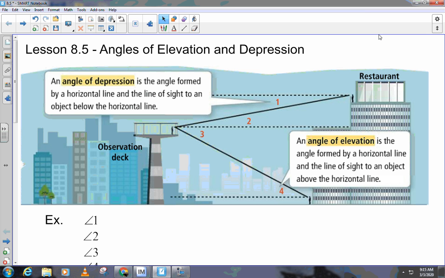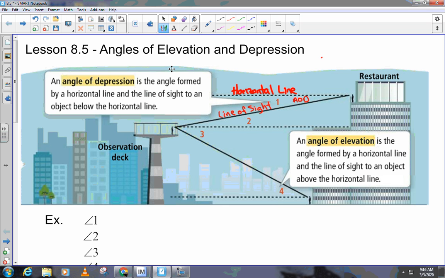If he were to look straight across, this would be his horizontal line of sight. Okay, that would be his horizontal line of sight. If he were to look down at this person on the observation deck, this is his new line of sight. So you've got a horizontal line of sight. He looks down, and that's a new line of sight. The angle that's made as he looks down, as he presses below that horizontal, is called an angle of depression. It falls below the horizontal line.